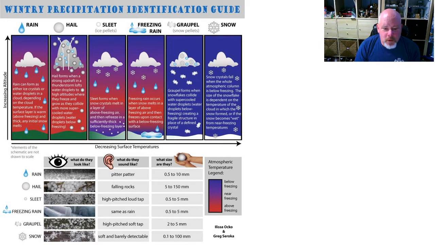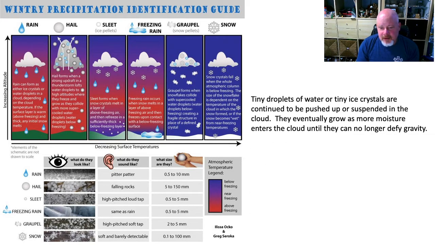Alright, so once you make a cloud, what comes out of the cloud? Well, those little water droplets or little ice crystals start to form inside of the cloud. They get larger and larger and larger until the pushing up of air can't handle it anymore. Gravity takes over, they become too big, too massive, and they fall down. What they fall down as is a few different things.